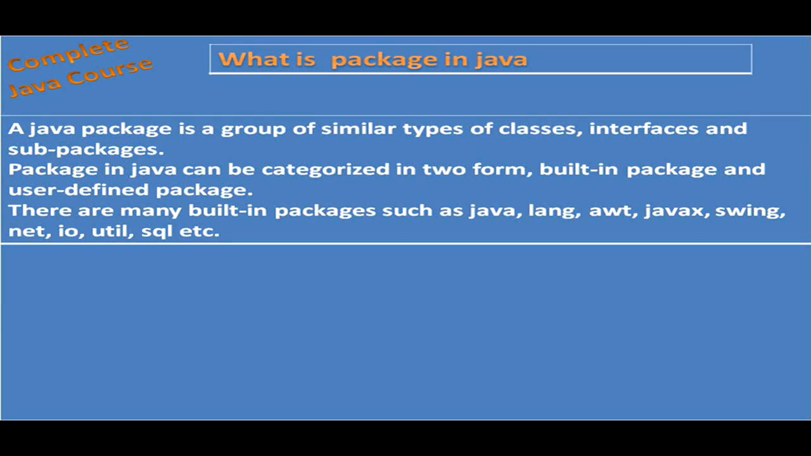IO package. In the IO package, we keep the file input output related classes. Suppose you want to work with files, input and output, so the related classes are kept in the IO package. If you want to perform any read operation or write operation on a file, you need to import the IO package. In the util package, we keep all the collection classes. In the SQL package, you will get all the database related classes like the driver class and connection class.